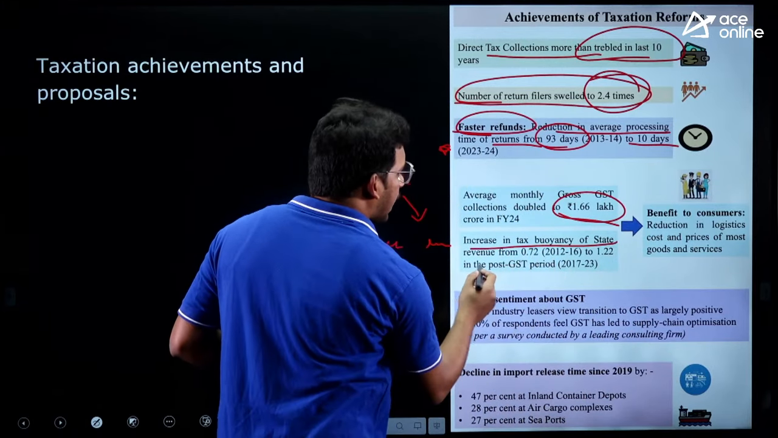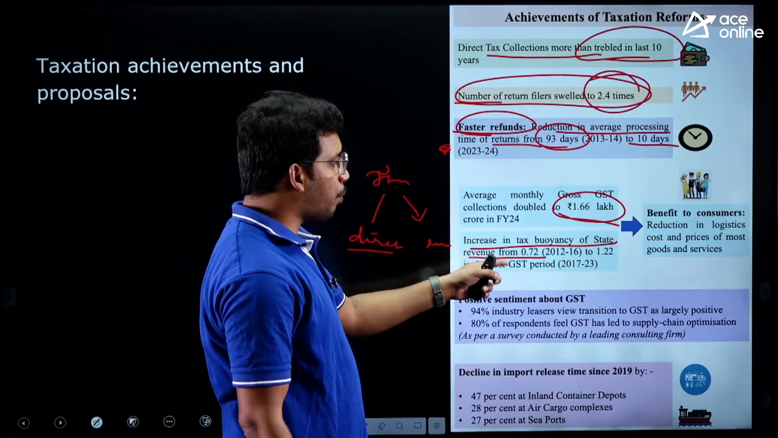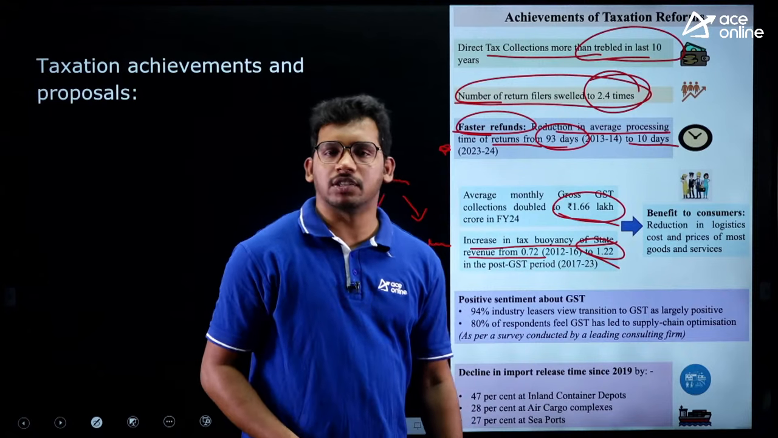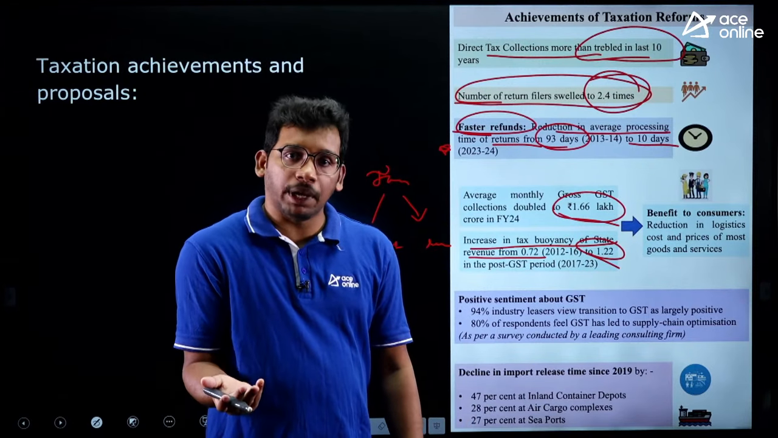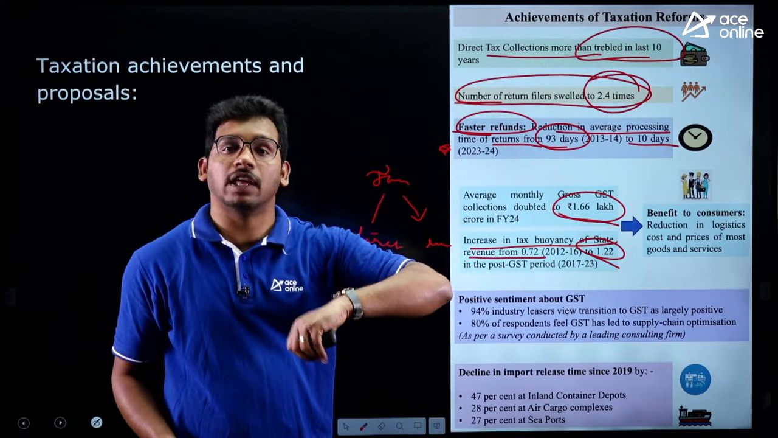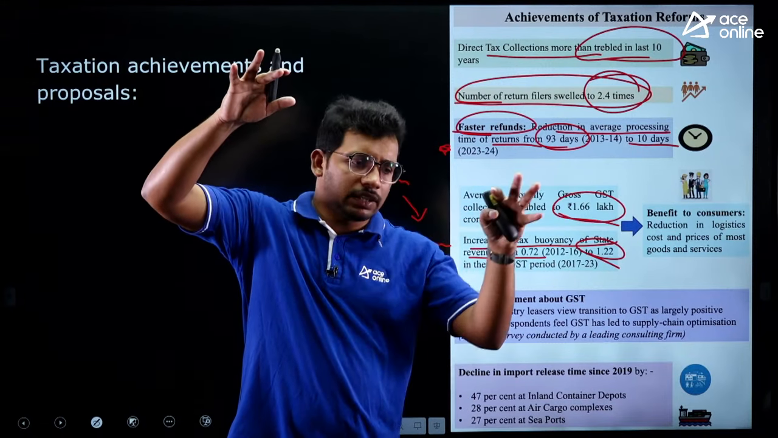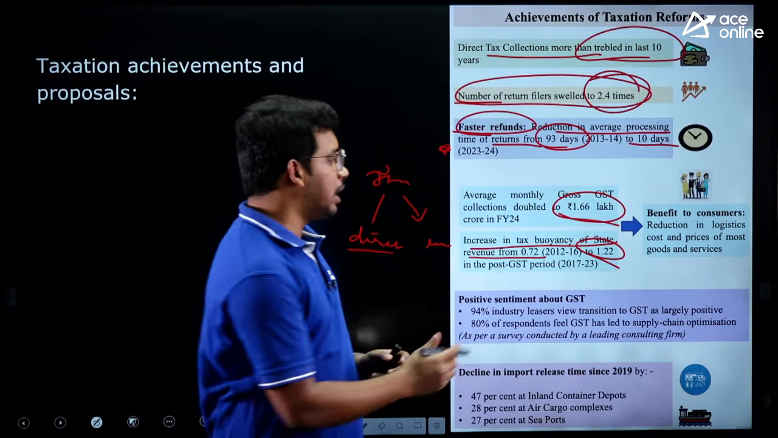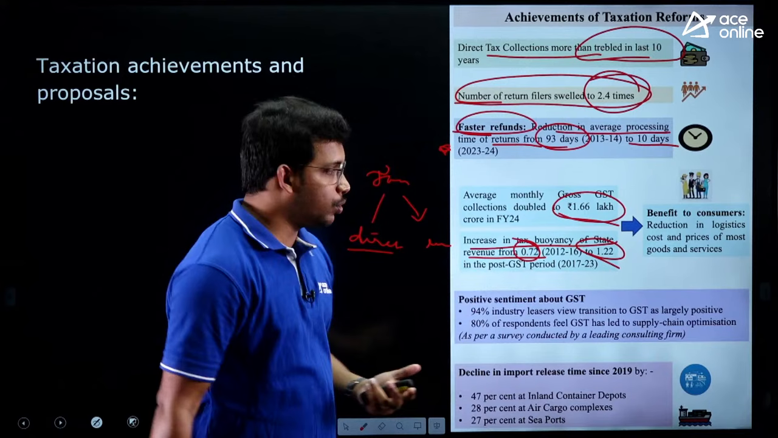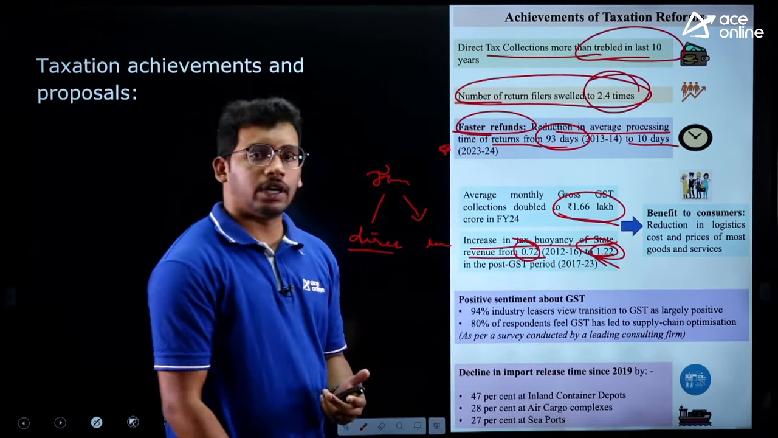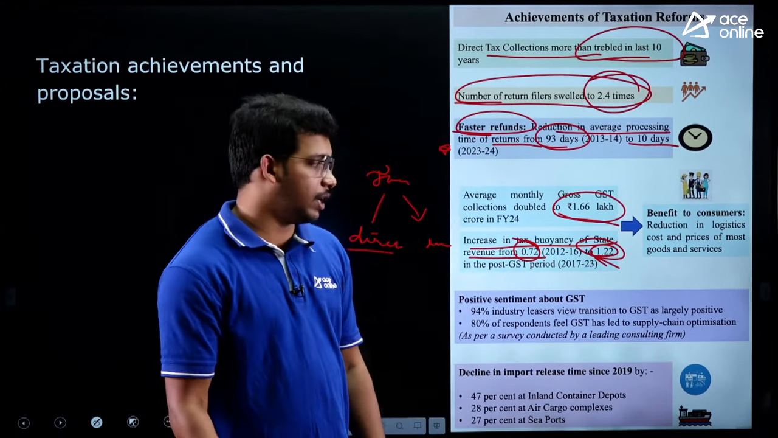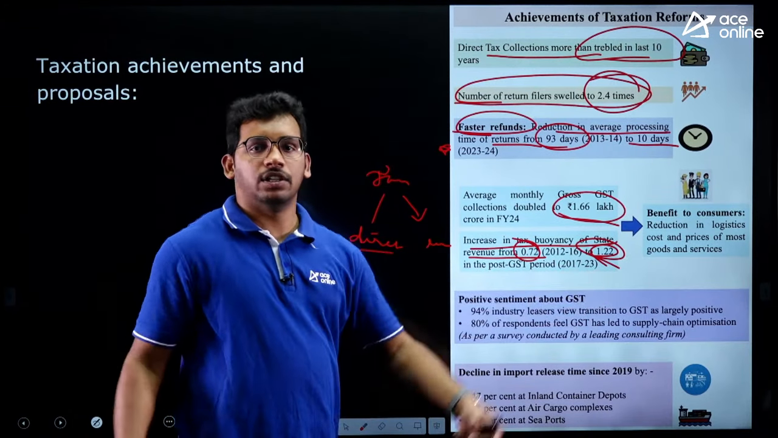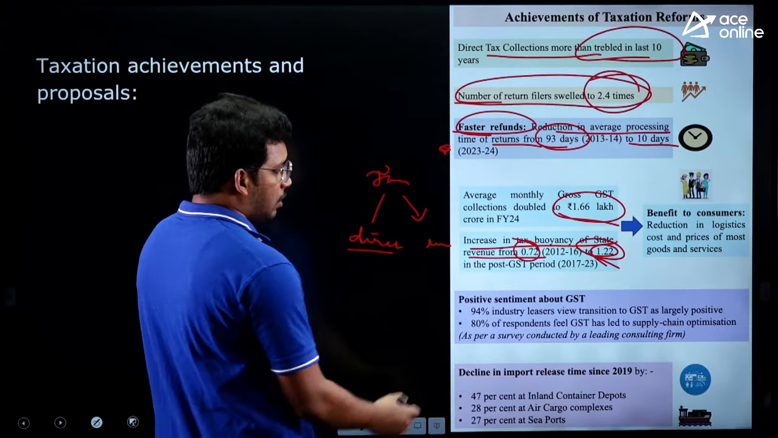Then there is an increase in tax buoyancy of states from 0.7 to 1.22 in the last 10 years. So what is tax buoyancy? With the increase in GDP, how much tax is the government able to increase? If GDP is increasing and the tax collection is decreasing, that is a bad sign, so the money is escaping in a wrong way. Here the government was able to increase it to 1.22 times in the post-GST period, right? So they were able to collect more tax with the increase in GST. So that is again a good sign.